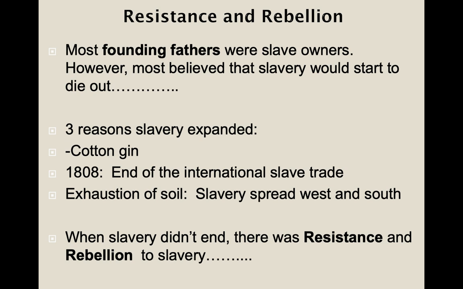When slavery didn't end, though, there was resistance and rebellion. But this is the big 3 from this slide. This is what I want you to have, okay? Reasons for the expansion of slavery. The cotton engine, called gin for short, 1808. The end of the international slave trade, and the exhaustion of soil. Obviously, the story of slavery, there's a lot of parts to it and a lot of history there. But those are the reasons for the expansion of it.